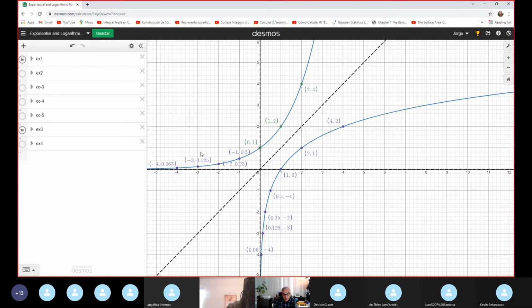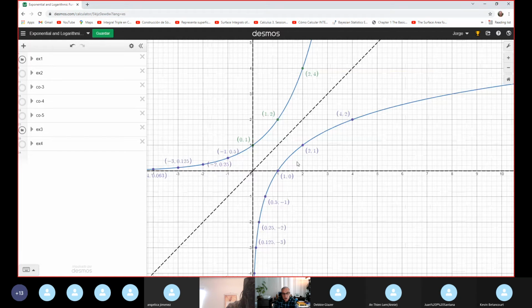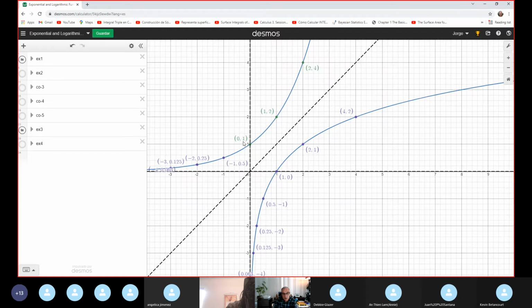Look, the points one by one, interchange x and y. 0, 1, or sorry, 1, 0. 1, 2, 2, 1. 2, 4, 4, 2. And the negative part exactly the same. Okay, one more important thing. It's symmetric with respect to the line y equals x.